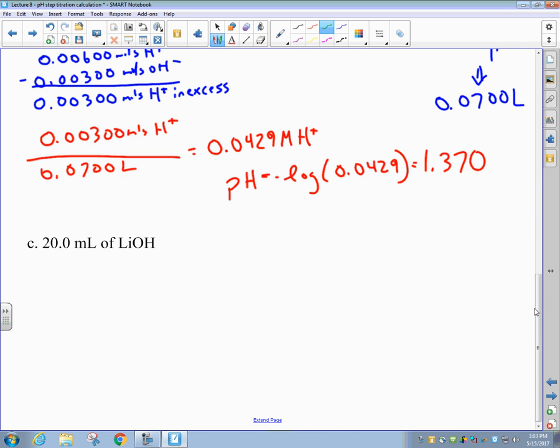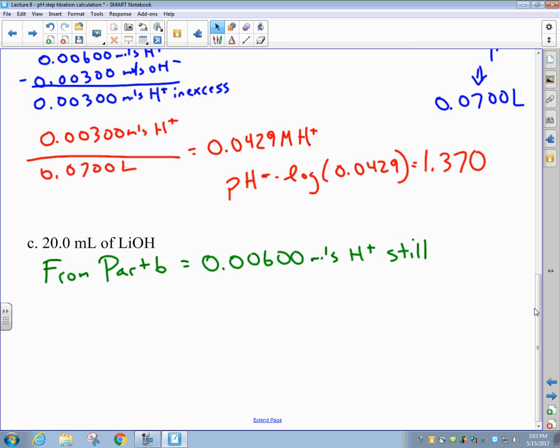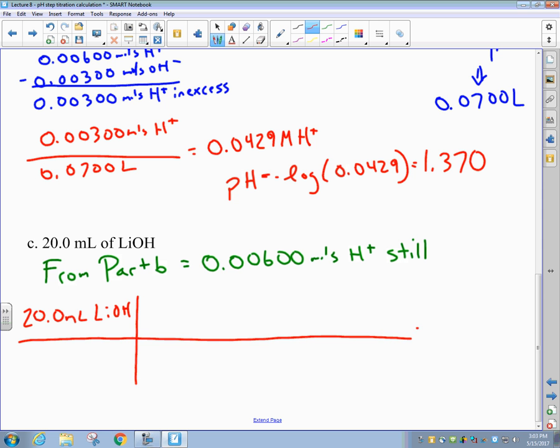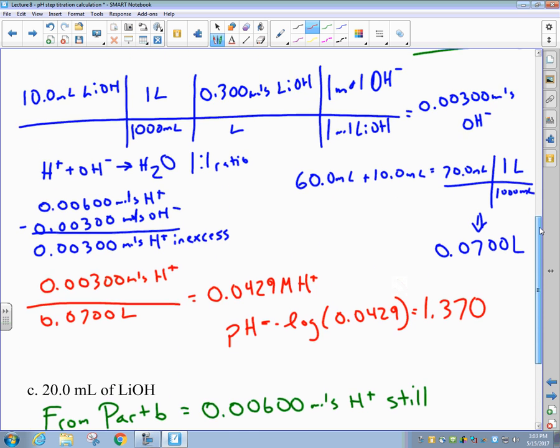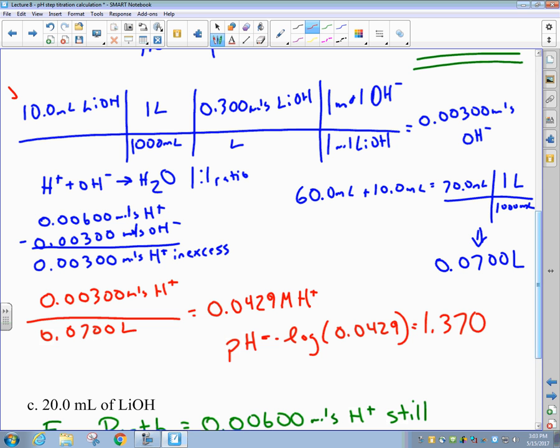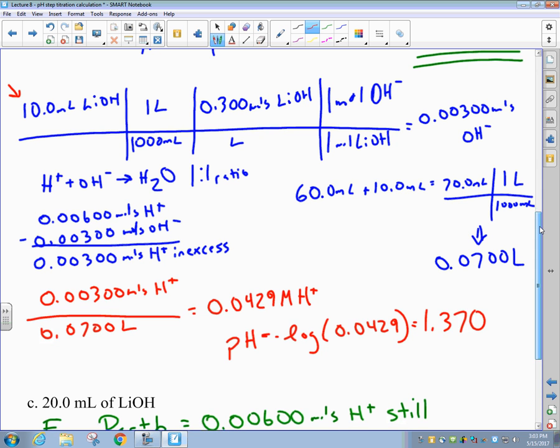So, first thing I do is recognize from part B, we've got 0.00600 moles of hydrogen ion still. The part that's new is the fact that we've now added a total of 20 milliliters of the base. So we will have to do a mole road that is very similar to the one that we previously just did, this one right here, except this starting amount will be different. Otherwise, the 3 steps are the same.